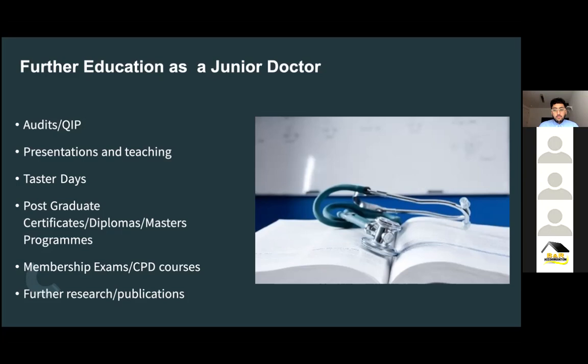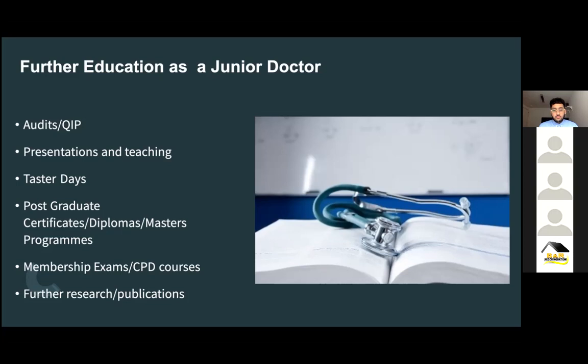Postgraduate degrees as well. These come in the form of certificates, diplomas and masters. Different medical schools attached to your hospital offer different postgraduate courses. If you go on their website, they can show different part-time and full-time courses. For example, I'm planning on doing a postgraduate certificate in education with Hull York Medical School, which will be over a year, and it's obviously part-time.